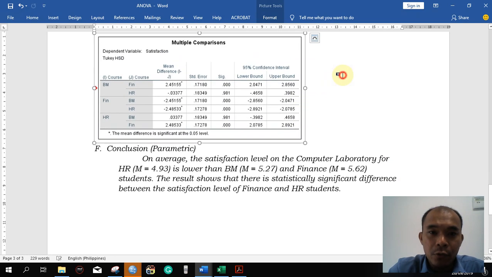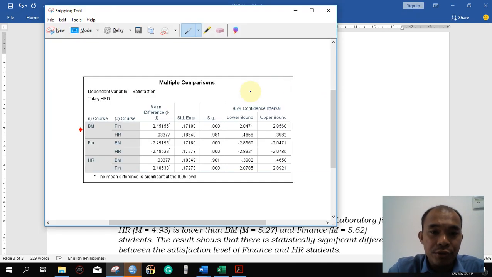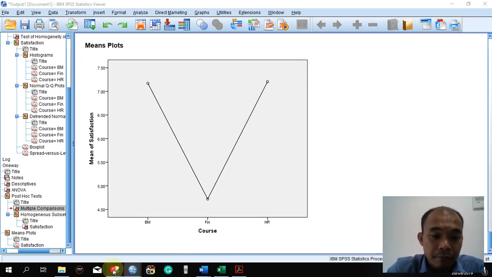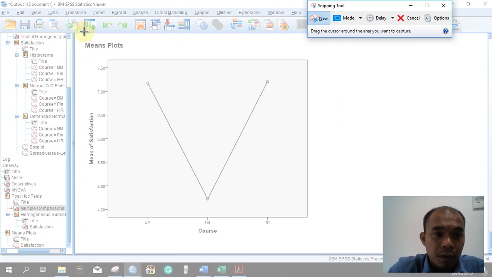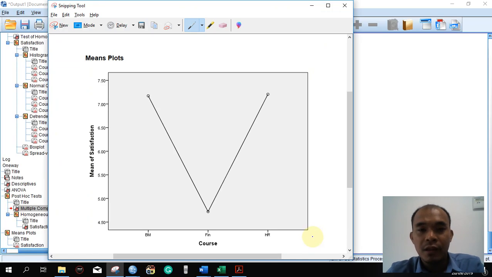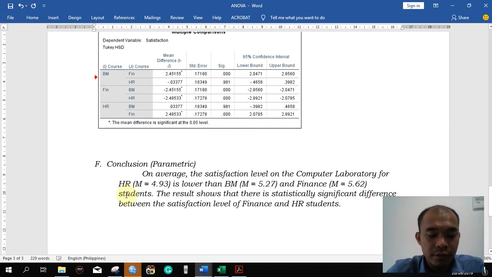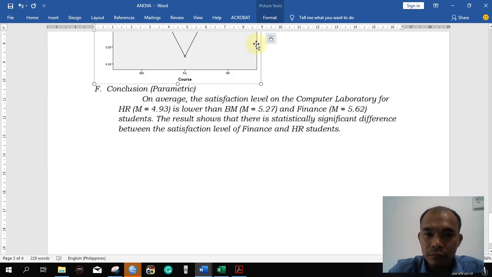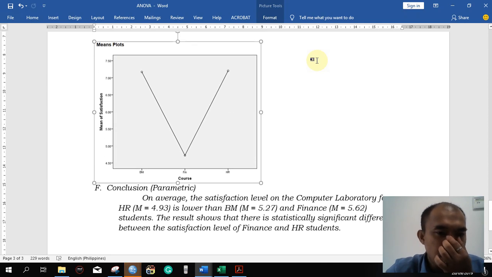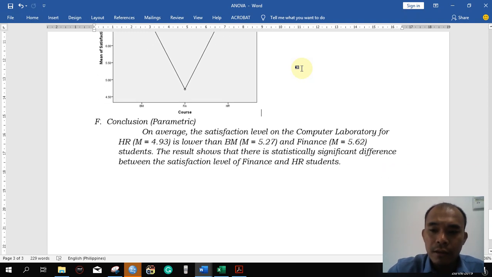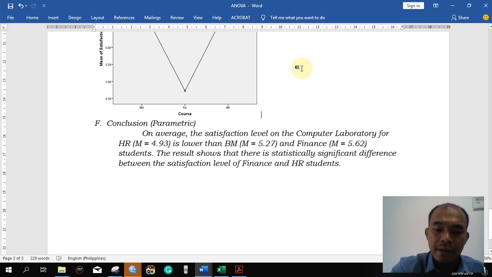And then if you want, for simplicity purposes, you can also copy the means plot to have a visual presentation of the means plot. So the conclusion here, on average, the satisfaction level on the computer. Okay, give me a second, I will rephrase this one.